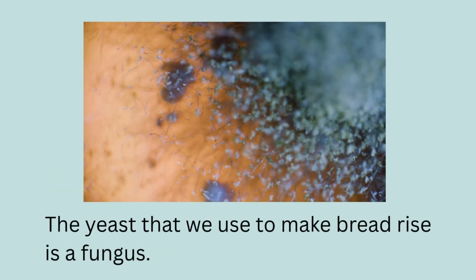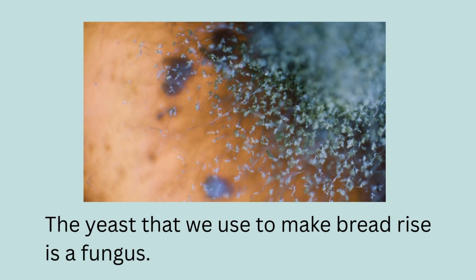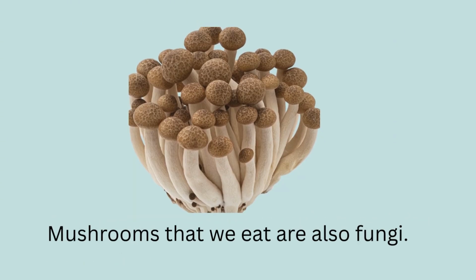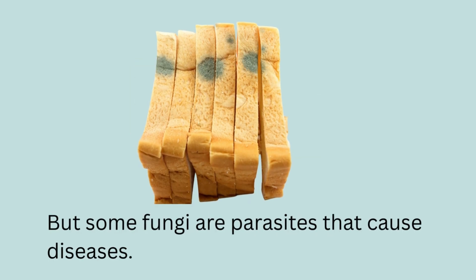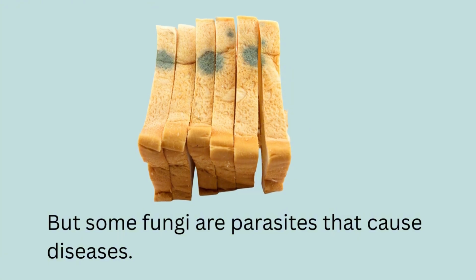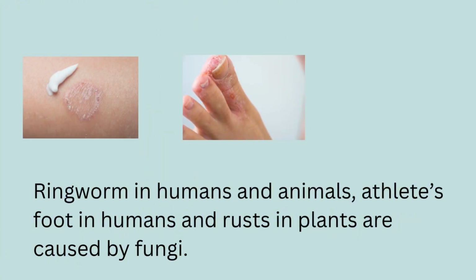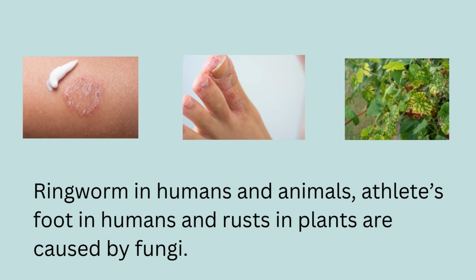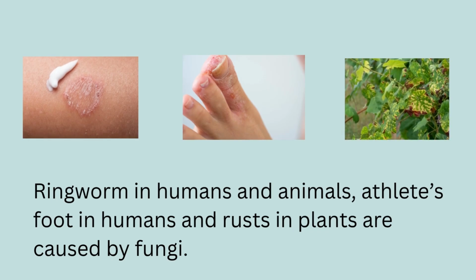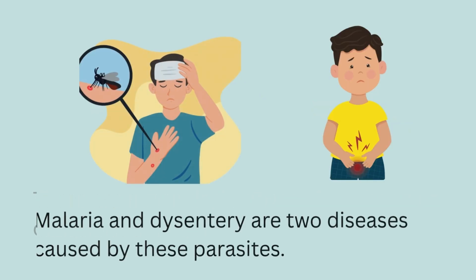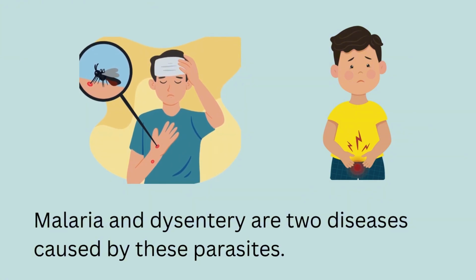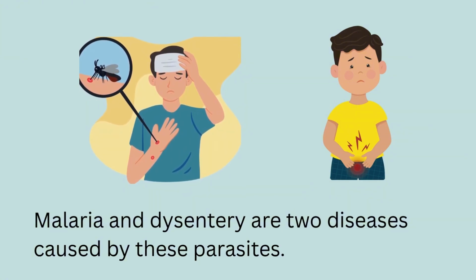The yeast that we use to make bread rise is a fungus. Mushrooms that we eat are also fungi. But some fungi are parasites that cause diseases. Ringworm in humans and animals, athlete's foot in humans, and rots in plants are caused by fungi. There are other kinds of parasites that also cause infectious diseases. Malaria and dysentery are two diseases caused by these parasites.